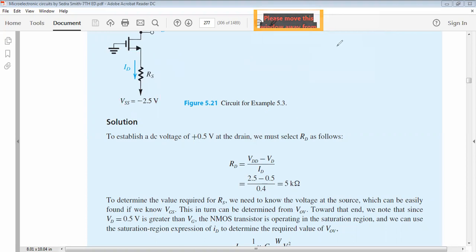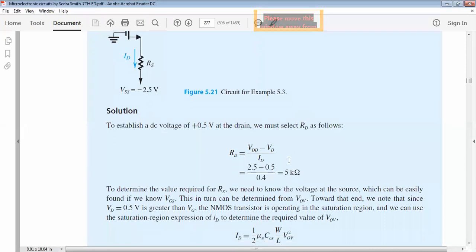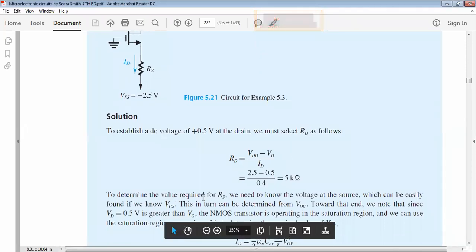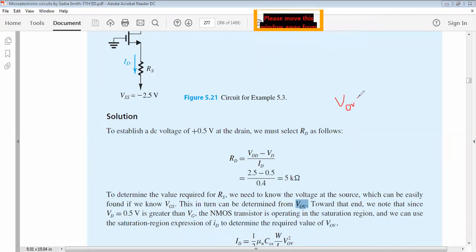Then how do we calculate the VS voltage? Observe here. To determine the value required for RS, we need to know the voltage at the source, which can be easily found if we know the VGS. This in turn is determined from the VOV. VOV is equal to VGS minus VT, the overdrive voltage over the threshold voltage.